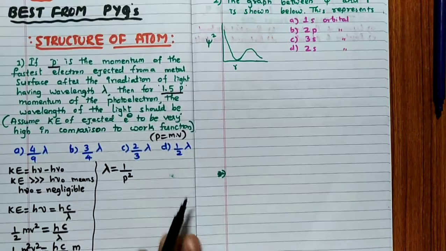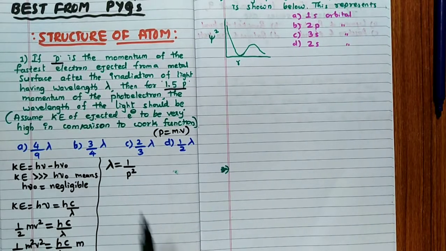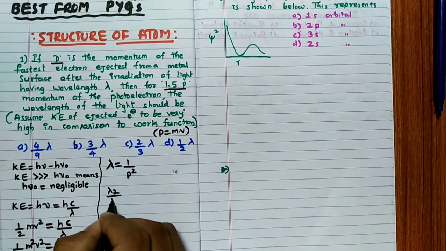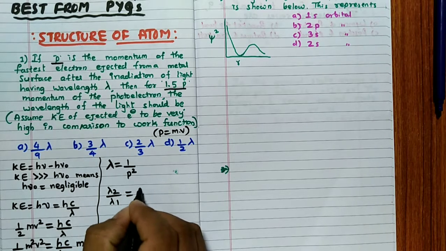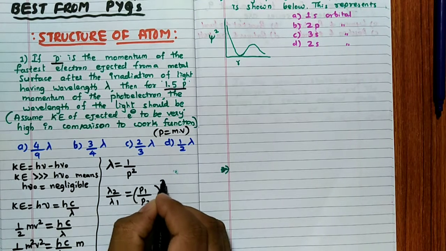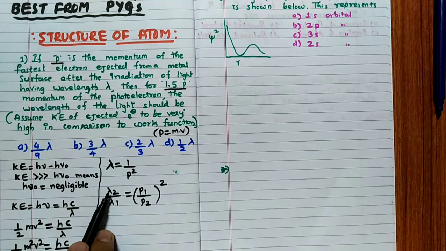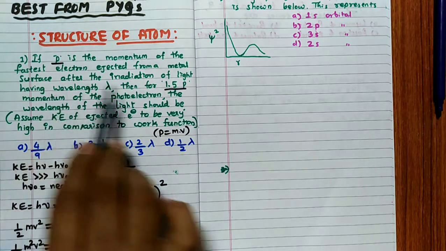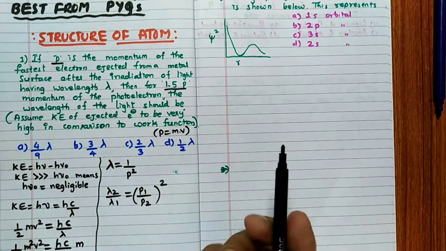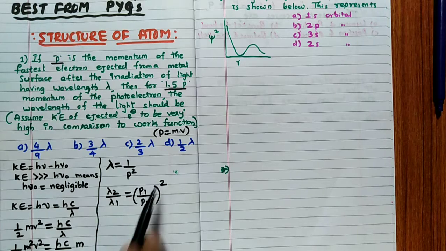Now what they have asked, the relationship between the lambda. So hence the next step is, remember, we have to go for lambda 2 divided by lambda 1 is equal to P1 divided by P2 to the power square. Why I have taken? Because we want the ratio. Ratio means I have to consider lambda 2 by lambda 1. Because they are asking the same thing here. Momentum of the electron, the wavelength of the light should be. Right? So lambda 2 they are asking. Lambda 1 they have given. So hence remember, like this we have considered. Now lambda 2 by lambda 1 is equal to P1 by P2 to the power 2.